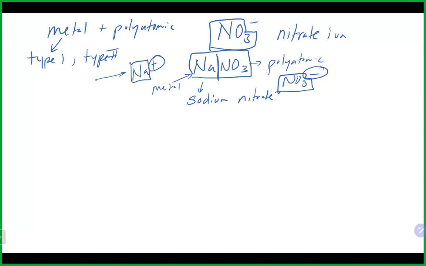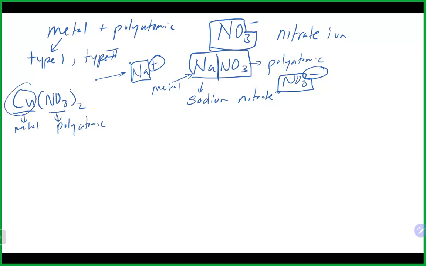Now, if I had Cu(NO3)2, right? When I look at this, Cu is a metal, right? And again, our NO3 is NO3 minus, which is our polyatomic ion. Once again, a metal is involved, so that is where I'm looking.